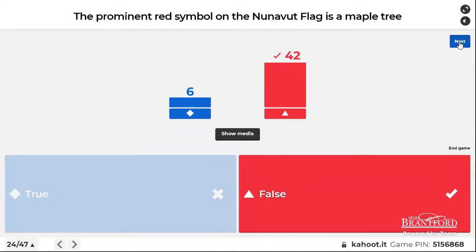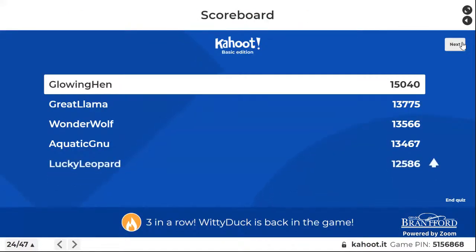Let's see how that impacts the scores. Do we have any changes this time? Oh, looks like Lucky Leopard has headed up into fifth place with 12,587 points. Not far behind the others, but Glowing Hen is still in the lead with 15,041 points.